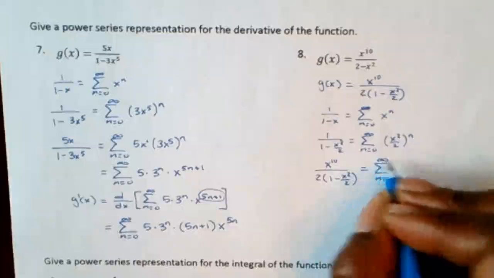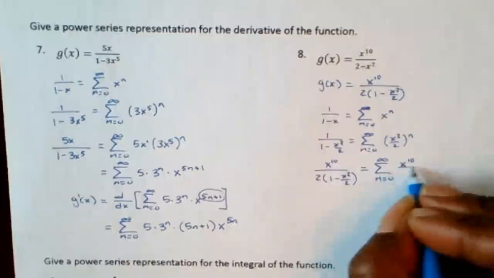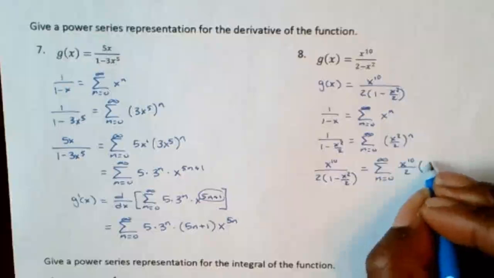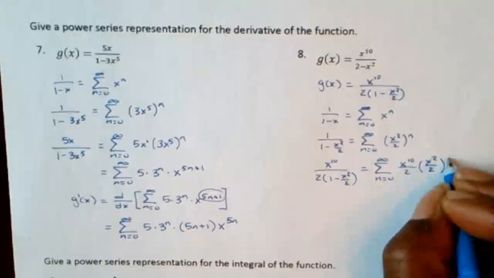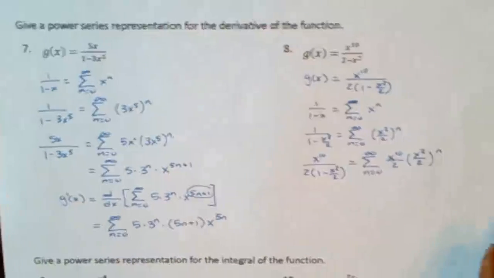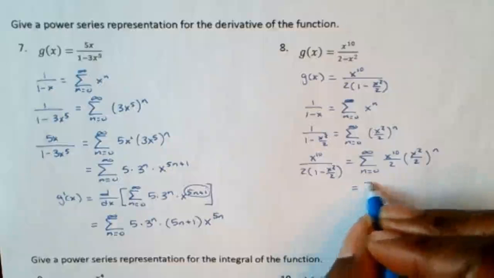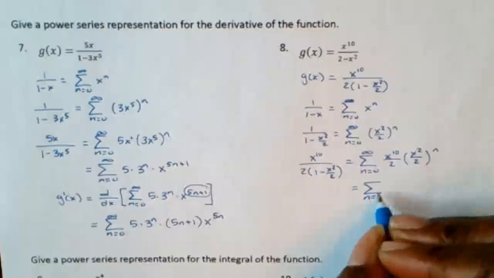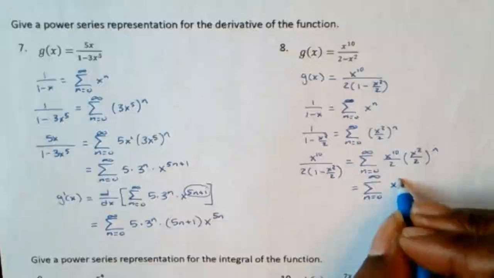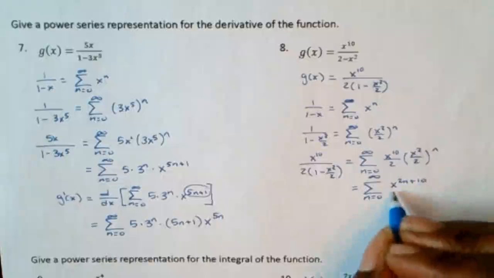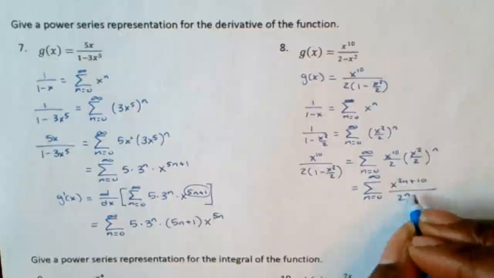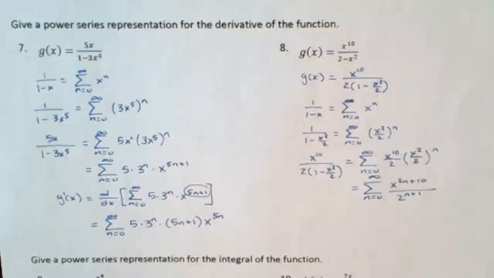Sum n equals 0 to infinity of x to the 10th over 2 times x squared over 2 to the n. All right, so making it look like a power series, I have the sum n equals 0 to infinity, x to the 2n plus 10 over 2 to the n plus 1.